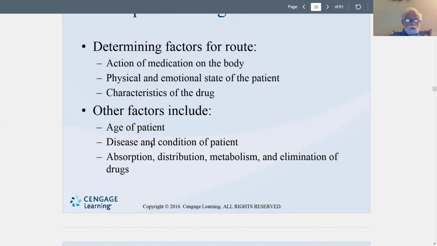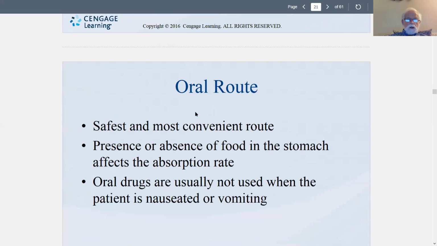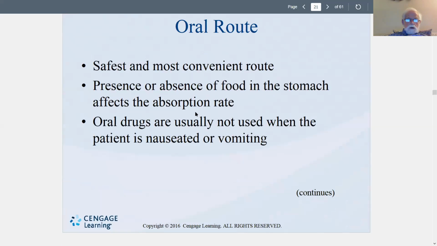We'll get to absorption, distribution, metabolism, and elimination in a little bit when we talk about pharmacokinetics. The oral route is generally considered the safest and most convenient.